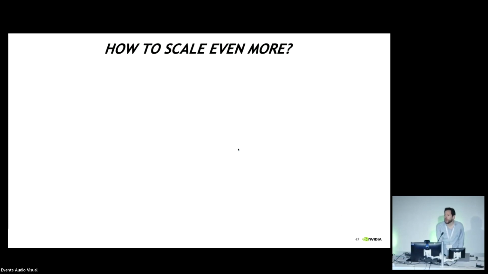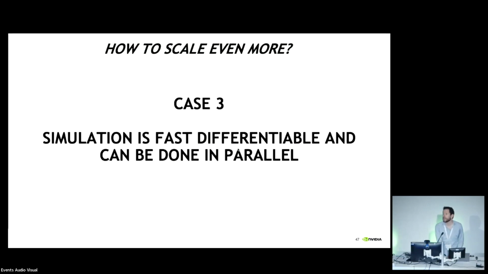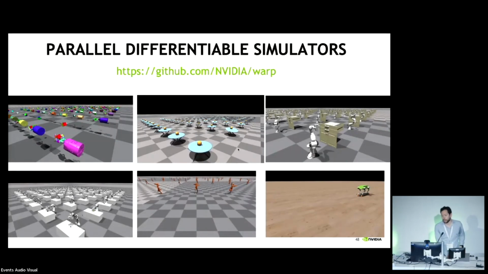Okay, so what if I really want to scale now? I want hundreds, perhaps thousands of variables, and we're going to go to case number 3. Now I'm assuming the simulation is fast, is differentiable, and I can do hundreds, if not thousands of simulations in parallel. And we need a new algorithm for it, because as you saw in the previous slide, MCMC was one at a time, one chain at a time. I need something parallel. And I need parallel simulators.